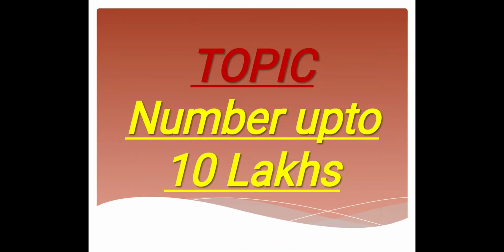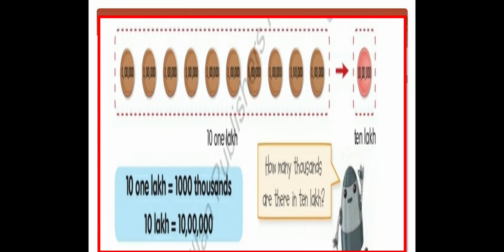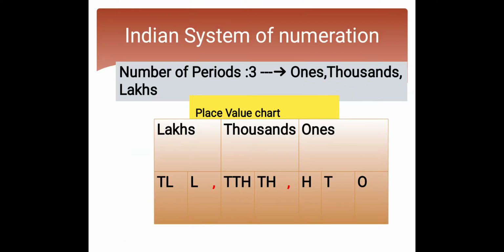Now let us discuss numbers up to 10 lakhs. How do we get 10 lakhs? When we start counting 1 lakh, 2 lakh, 3 lakh, 4 lakh, 5 lakh, 6 lakh, 7 lakh, 8 lakh, 9 lakh and 10 lakh. So when we count, when 10 one-lakhs are there, we get 1 ten lakh. This is 10 lakh. So this is the Indian system of numeration. This is the period. This is the place value.